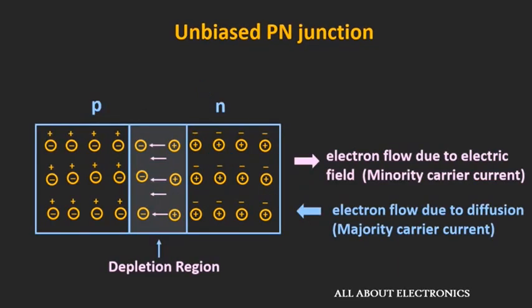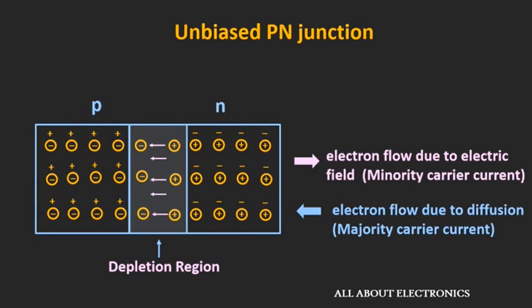But when no external biasing is applied, the flow of electrons due to the electric field and due to diffusion will cancel each other out. Or in other words, we can say that the flow of minority charge carriers and majority charge carriers will cancel each other out, so that the overall current in the circuit will be 0. The same thing is also applicable for the holes. So whenever this PN junction is not biased, the overall current in the circuit will be 0.